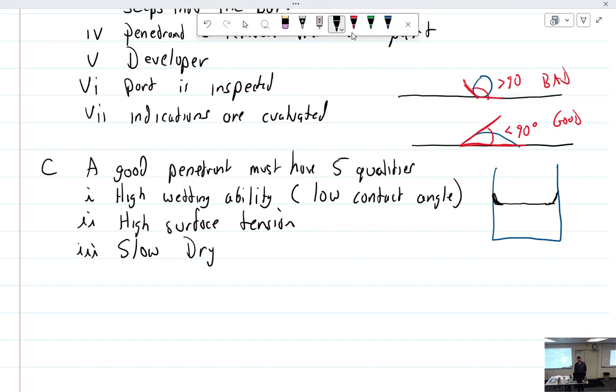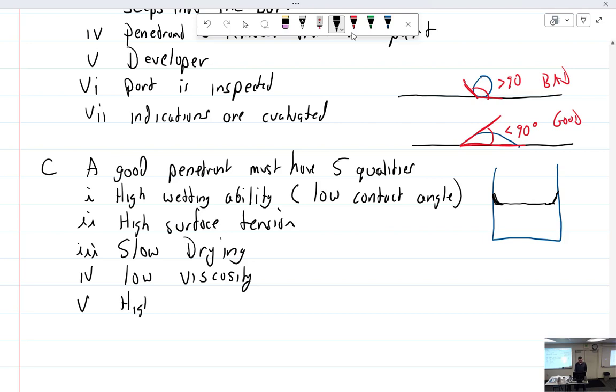Slow drying. If you let your penetrant dry on the part, you have failed. It does not dry on the part. This is not paint, so we do not want it to dry. We want a low viscosity. High viscosity would be like honey or maple syrup. Low viscosity would be like water. Penetrant, water, ethanol. Of course, water was good.